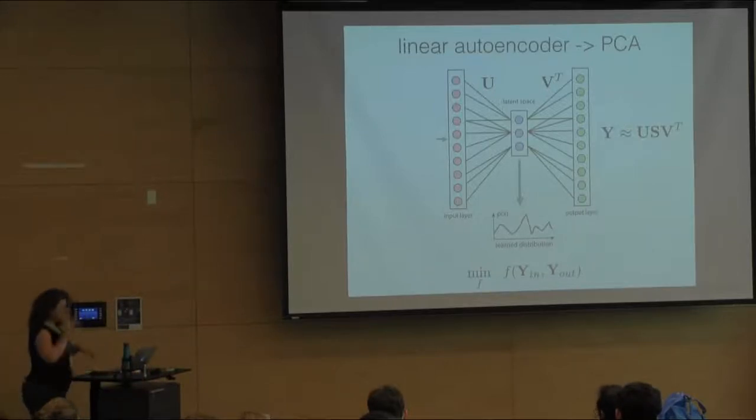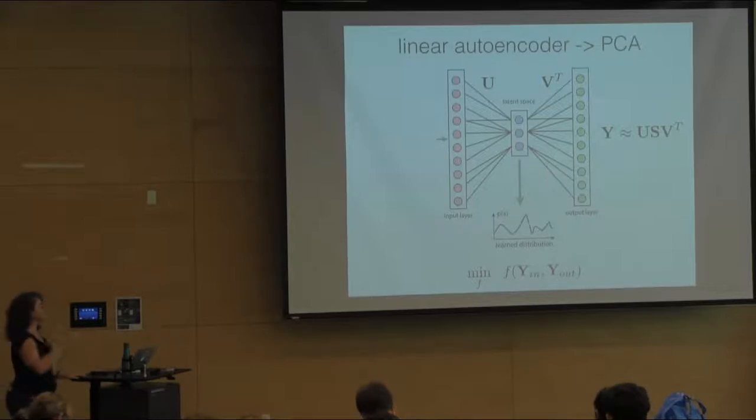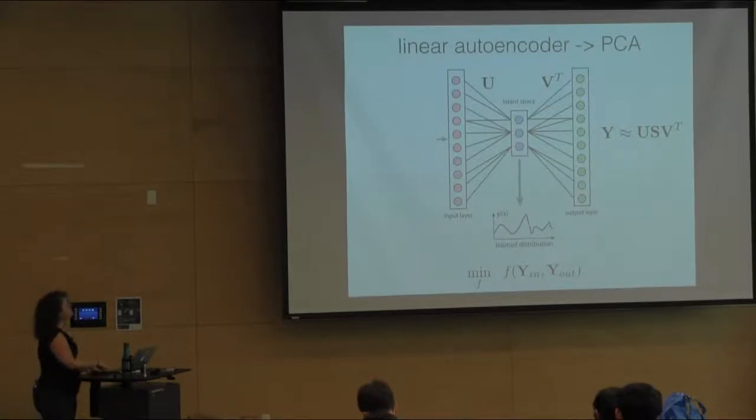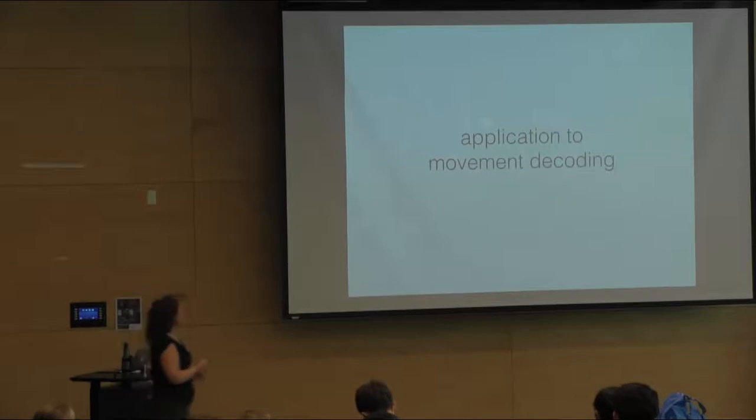Okay, so this is the end of the tutorial on dimensionality reduction. And then what I wanted to do for the last 30 minutes is to go through some applications of these ideas in those two different neural data sets that I described at the beginning. Okay, so our first application is to movement decoding.